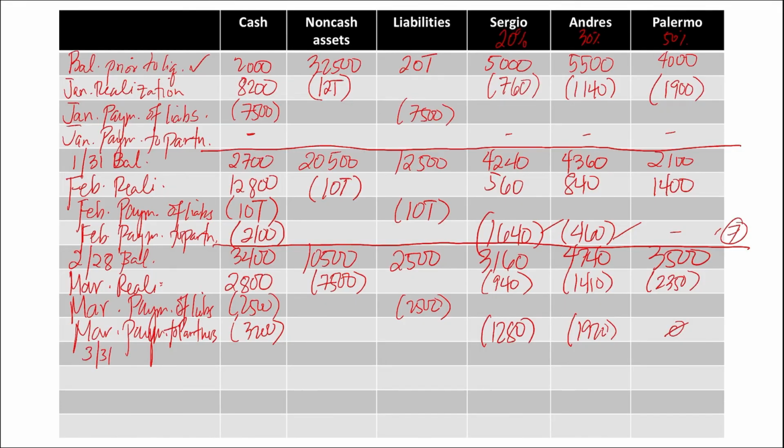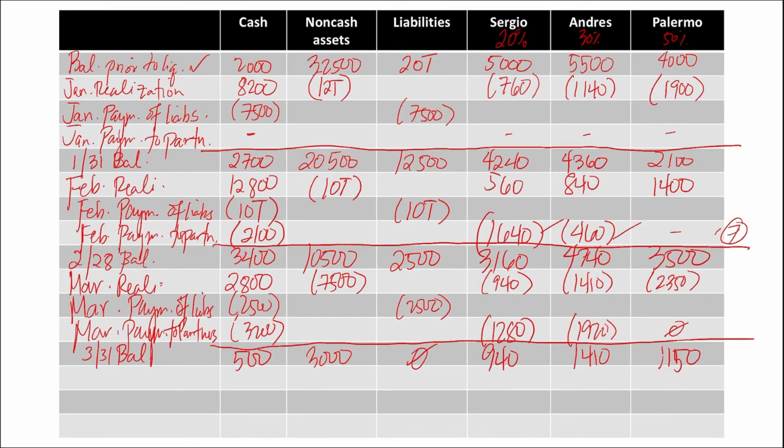Alright. March balances. Cash, 3,4 plus 2,8 minus 2,5 minus 3,2. 500. Non-cash assets mo, 3,000 na lang. Liabilities, 0. Ayun, nag-clear na yung liabilities nila. 940 na lang. 1,410 for Andres and for Palermo, 1,150. Okay? Paulit-ulit lang, no? Kayang-kaya.